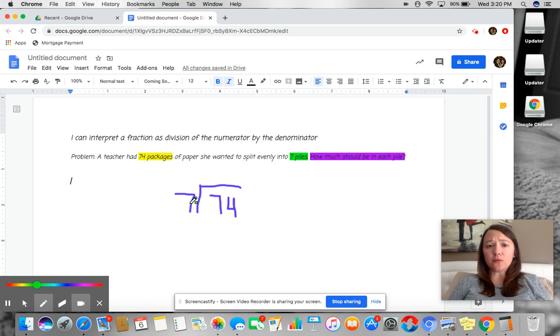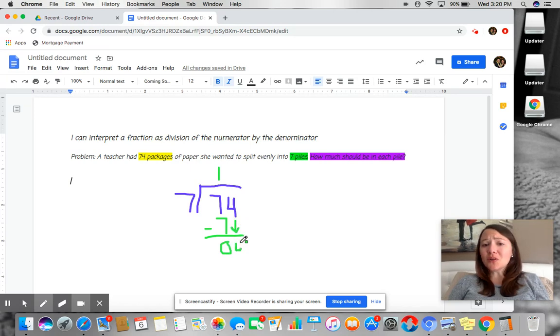I'm going to ask myself, will 7 go into 7? And it does evenly one time. 1 times 7 is 7. There's nothing left over. So now I'm going to bring down that 4. And 4 will not go into 7, so I'm going to say it goes in 0 times. And 0 times 7 is 0. So I'm left with 4 as my remainder.